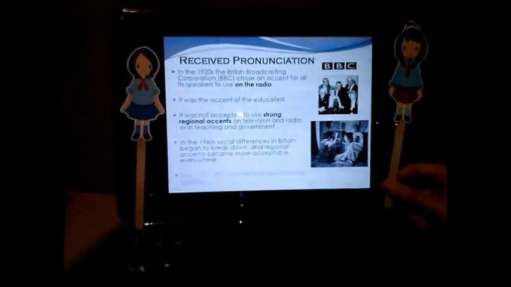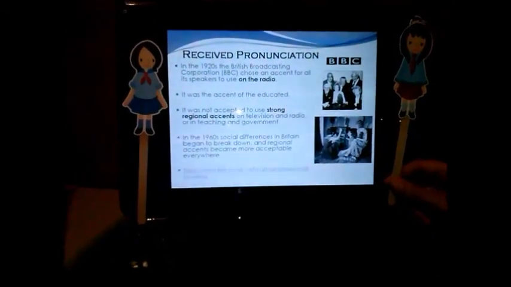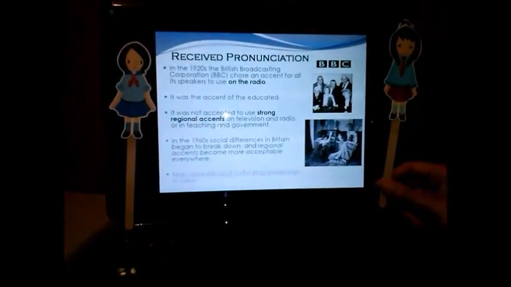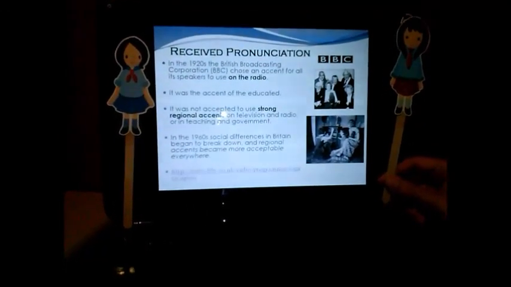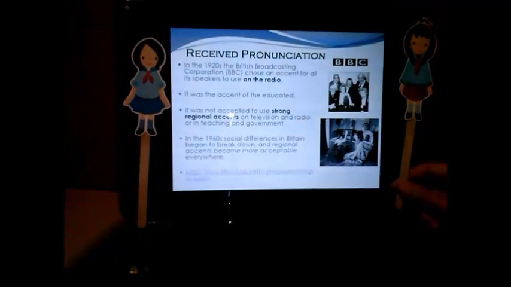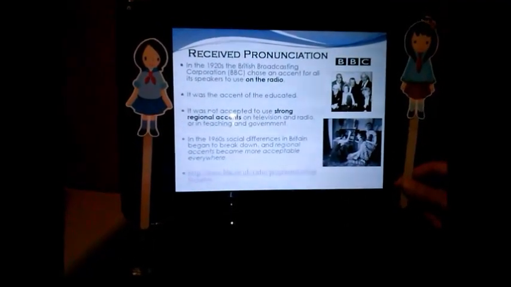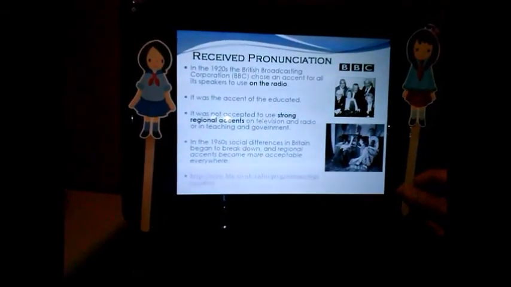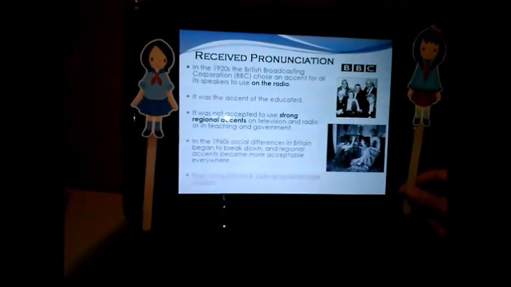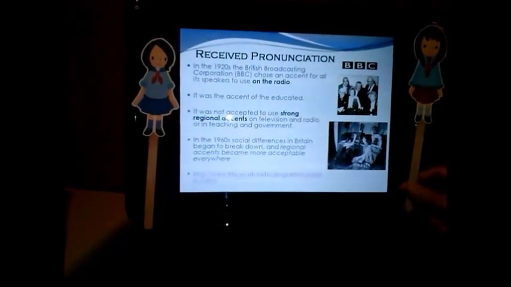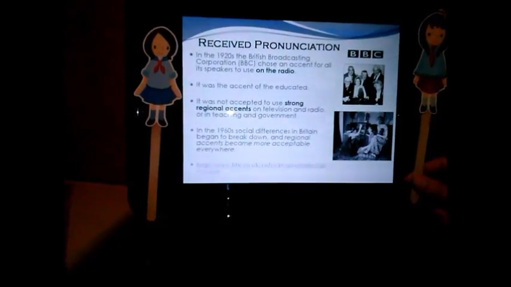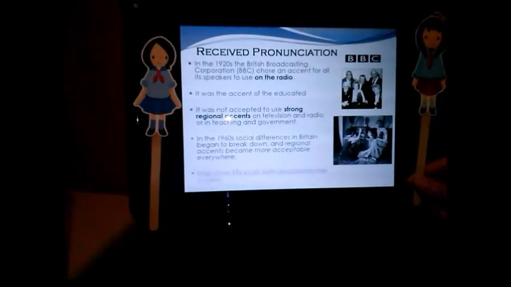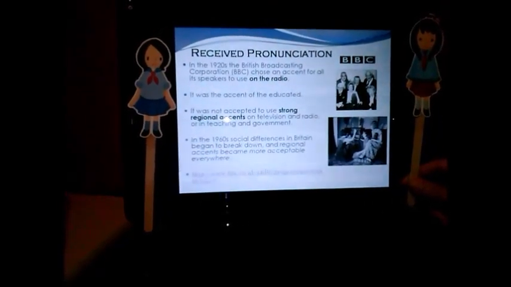Cecilia, do you know what received pronunciation is? Yes. In the 1920s, the BBC chose an accent for all its speakers on the radio. It was recognized as the accent of the educated. At that stage, strong regional accents were not accepted on television or radio, or in teaching and government. In the 1960s, social differences began to break down, and regional accents became more acceptable everywhere.